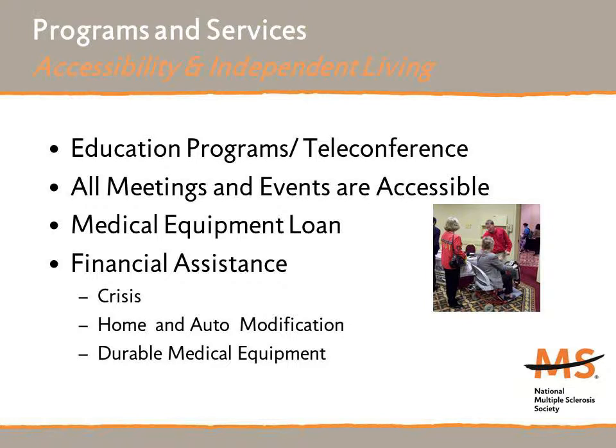We also maintain a chapter loan closet managed by Jarble Medical Equipment Company for people who may want to borrow physical equipment short term or may not have the funds or insurance to purchase it on their own. The chapter offers financial assistance to people with MS who meet financial guidelines based on a sliding scale. This support can assist with crisis situations such as food, utilities, or rent, and purchase of medical equipment. We also provide money to assist with home and vehicle modifications.